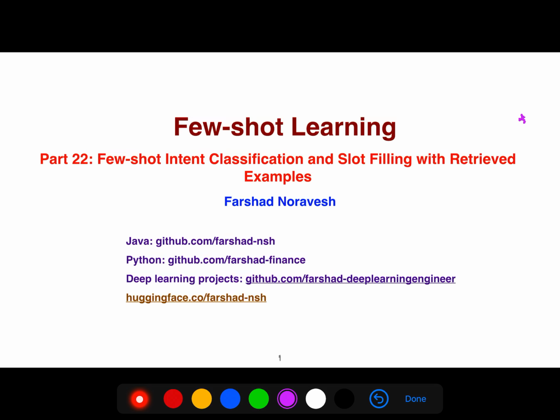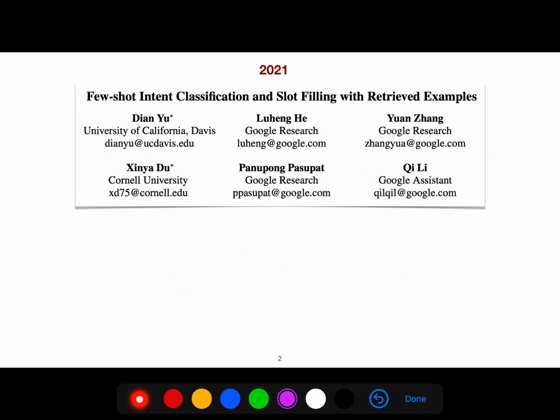Alright, so in this video I'm going to be talking about another article about few-shot learning, and the task is about intent classification. But we do it with slot filling and with retrieved examples. So I'm going to be focusing on this paper in 2021.